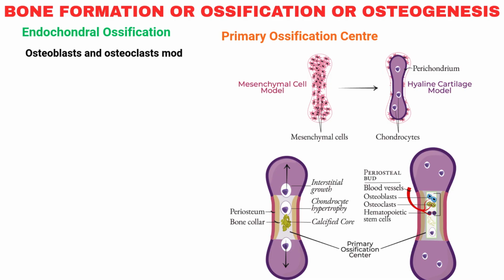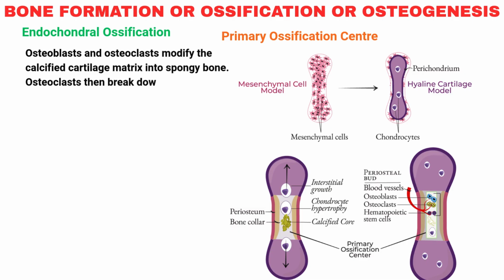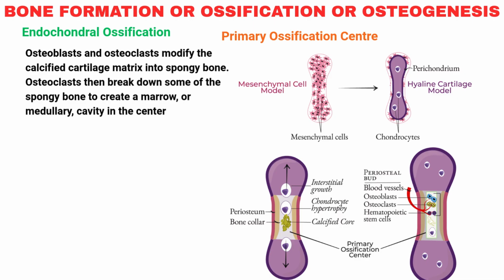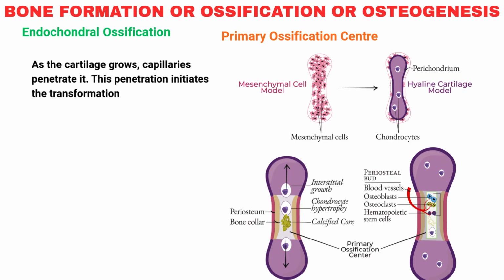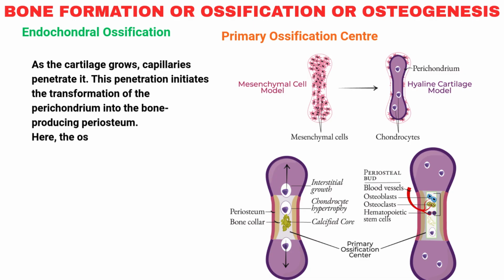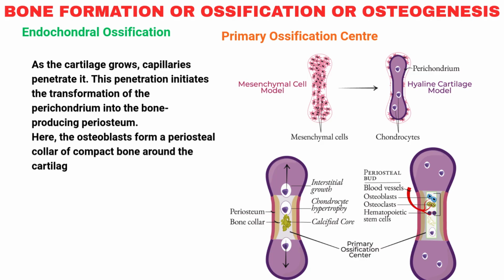Osteoblasts and osteoclasts modify the calcified cartilage matrix into spongy bone. Osteoclasts then break down some of the spongy bone to create a marrow or medullary cavity in the center of the diaphysis. As the cartilage grows, capillaries penetrate it. This penetration initiates the transformation of the perichondrium into the bone-producing periosteum. Here the osteoblasts form a periosteal collar of compact bone around the cartilage of the diaphysis.